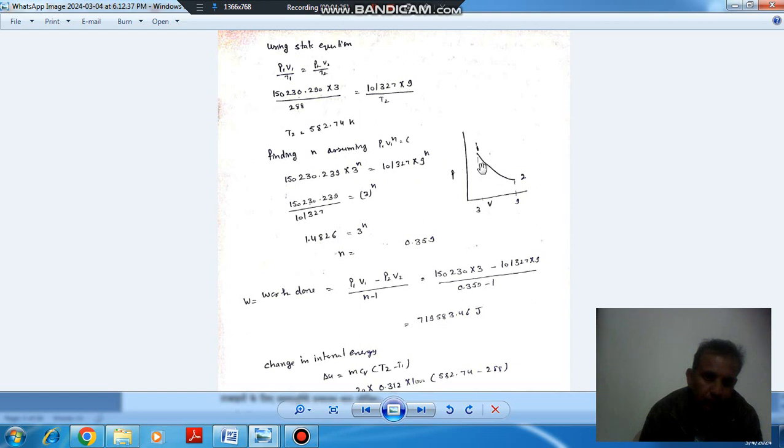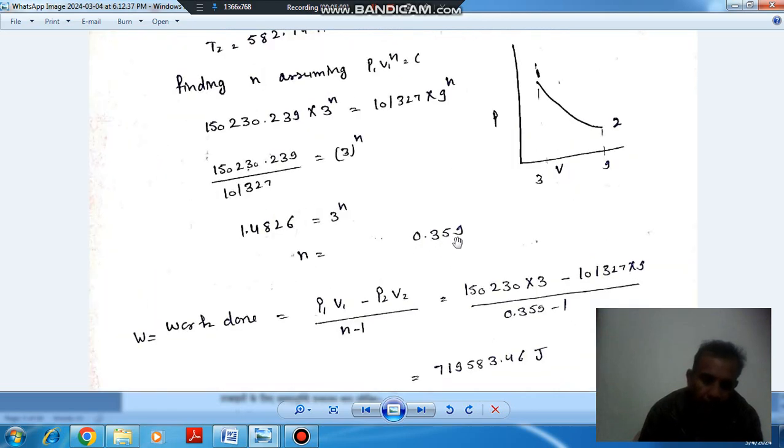Now assuming that the process is PV raised power n is equal to constant, or we can say P1 V1 raised power n is equal to P2 V2 raised power n. So P1 is 150230.239 and V1 is 3 raised power n, and P2 is 101327 and V2 is 9 raised power n. From this we can calculate n, which comes as 0.359.